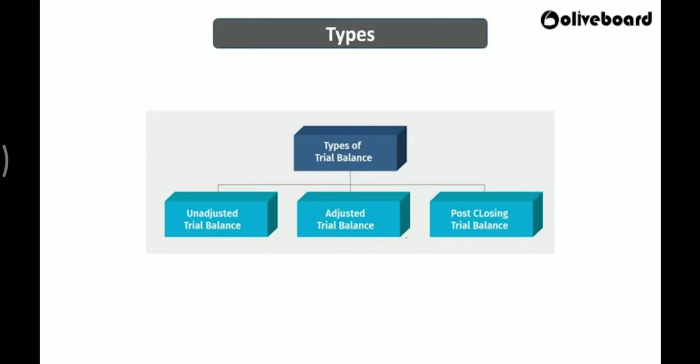Why I'm stressing this: understand, unadjusted and adjusted are both similar, the only difference is that if you prepare a trial balance as first hand information without any adjustments, that is called an unadjusted trial balance. After you pass some adjustment entries, rectification entries, corrected entries, you prepare the exact trial balance which should be used for the preparation of your financial statements. Then that trial balance is called adjusted. So these two are before the preparation of what? Financial statements. But the last one, post closing, is after the preparation of financial statements.